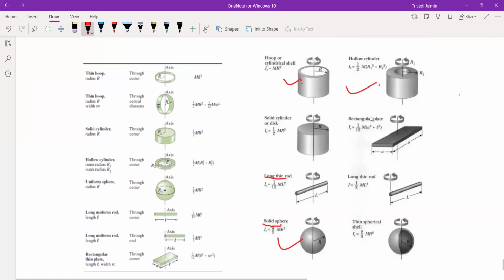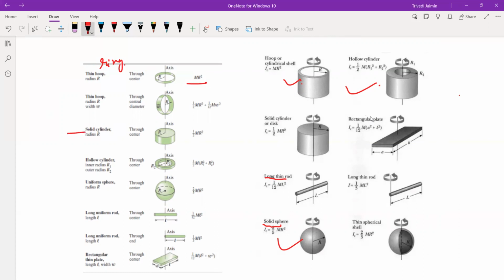Are you reading each part? See, if I start, these are all the same formulas. I just showed you a 2D and 3D diagram. That's it, no difference. MR square, thin loop means thin ring. MR square.